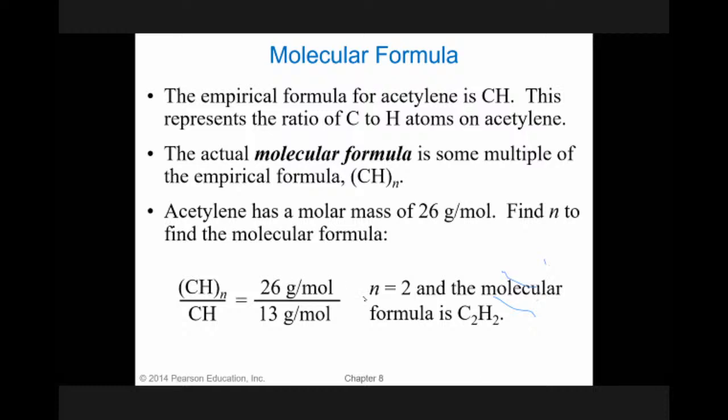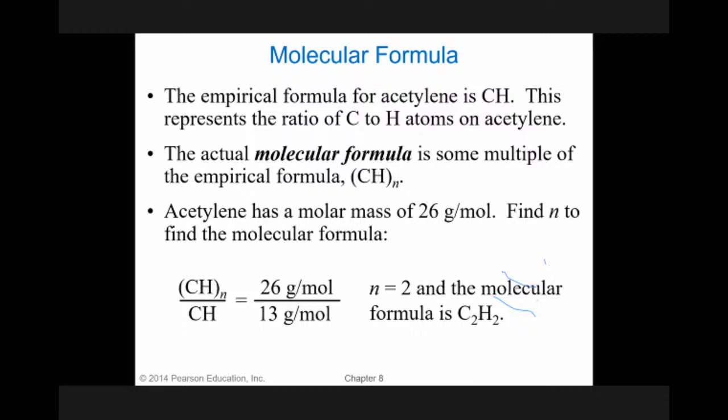You divide that into the molar mass of the compound. That will give you N. Then you go back and multiply that N by the empirical formula in order to get the molecular formula. You see that now? The formula of the molecule. Is that clear? Where does the other 2 come from? What 2? When you're doing CH in parentheses and then an N. No, 13 divided into 26.